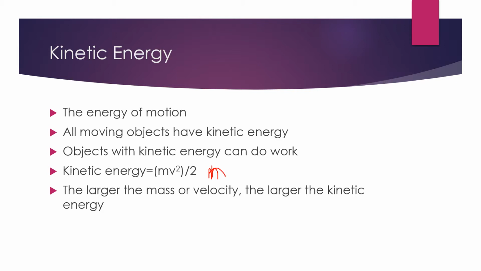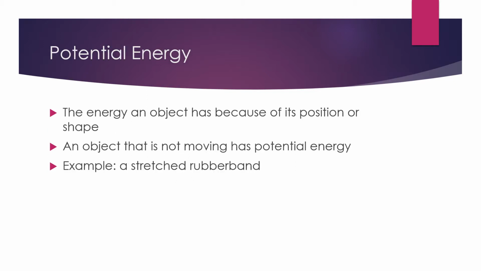Okay, no big deal. But mass times velocity squared, all divided by 2. So basically, the larger the mass or the larger the velocity, the larger the kinetic energy there is. So the bigger the object, the more kinetic energy it has that's moving, and then the faster something's moving, the more kinetic energy it has.